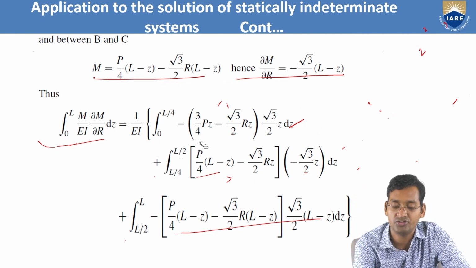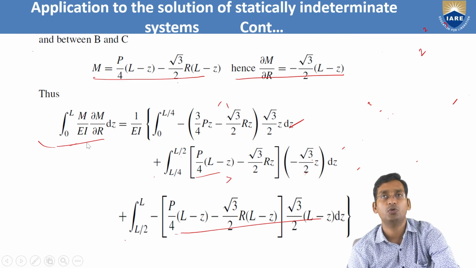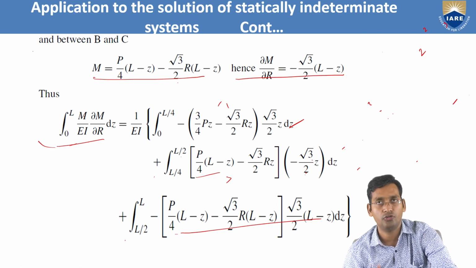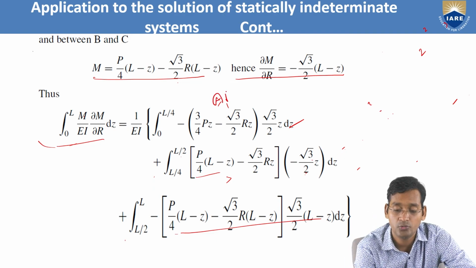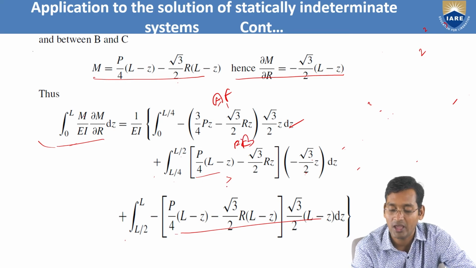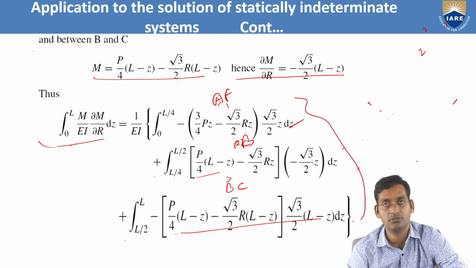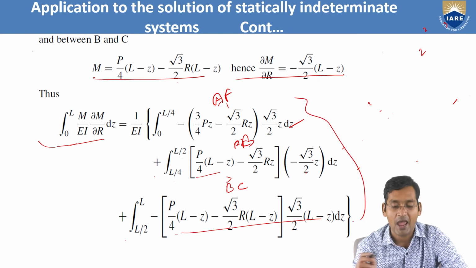Now the whole equation for finding this one will get divided into three parts. From where to where? According to the figure, 0 to L by 4 is for A to F. And then L by 4 to L by 2 is for F to B, and L by 2 to L is for B to C. So now for finding all these things, just split it into 3 and put the value.